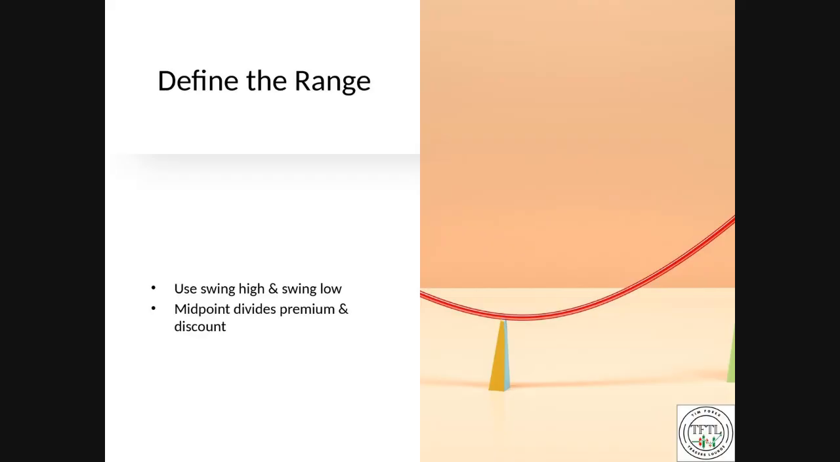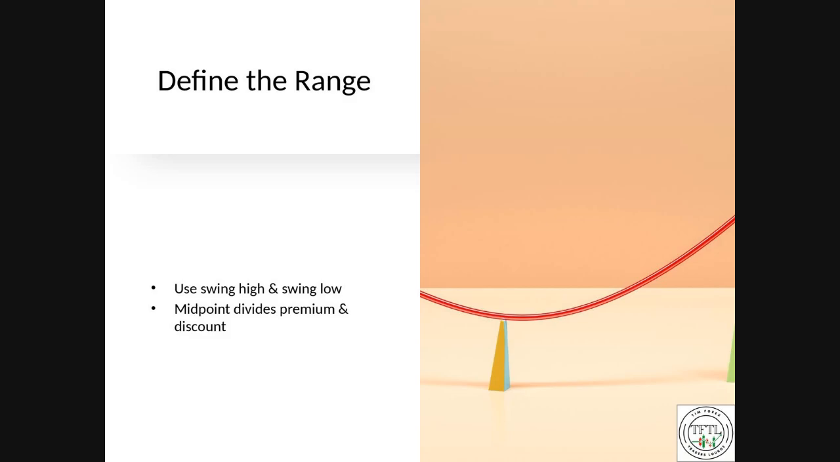So we have to define the range. When you are using this particular concept, you use the swing highs and swing lows. The midpoint divides premium and discount, and I'm going to show you that tool in the chart, so that you can apply it. Or you can also use the Fibonacci, 0 to 50 and 50 to 100, those levels. But I'll show you a very precise tool in TradingView that you can use to define premium and discount zones.